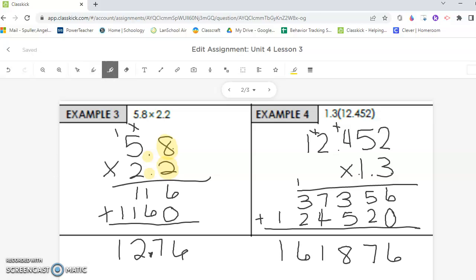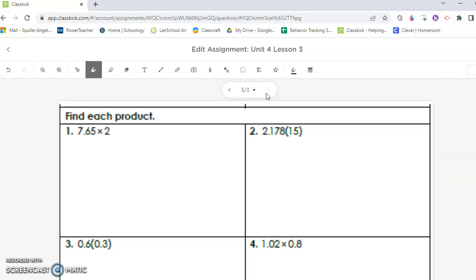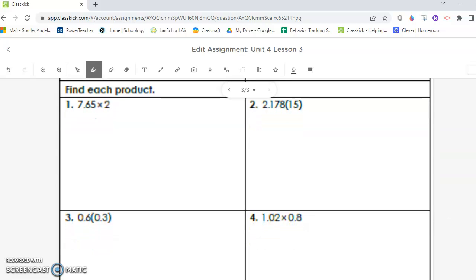Now, finding both decimals, decimal, decimal, right? Count 1, 2, 3, 4. So I should have 4 numbers behind it. Great job. All right, moving on. Now, you have 4 problems here. I want you to pause the video. I want you to work out all 4 of these problems, and then I want you to come back and see if you got them correct.